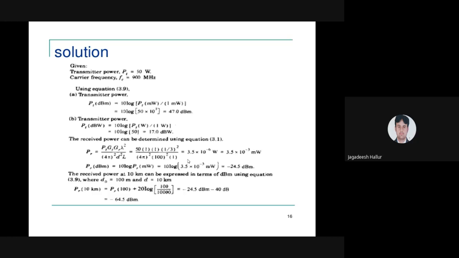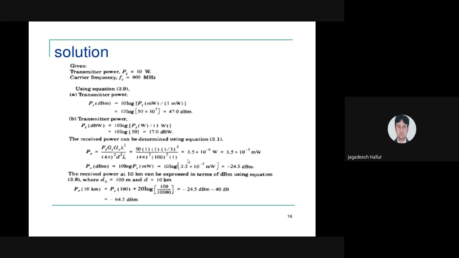Next, you go for A. See the A: transmitter power in milli. So 10 log of P in milliwatt divided by 1 milliwatt. He has already given the PT value, milli is there, that becomes 10 raised to minus 3. 10 log of 50 into 10 raised to minus 3 becomes 47 dBm. Getting the transmitter power with respect to watt.